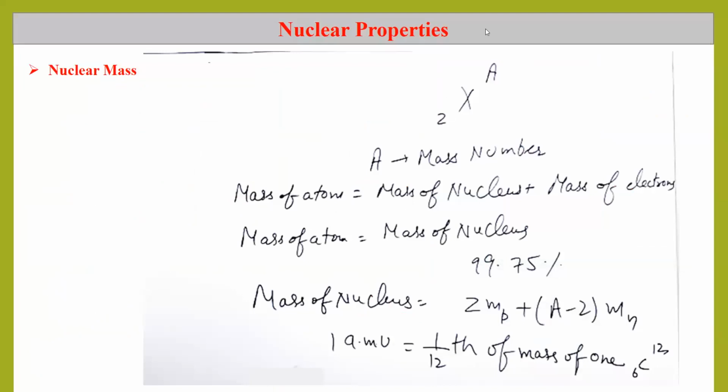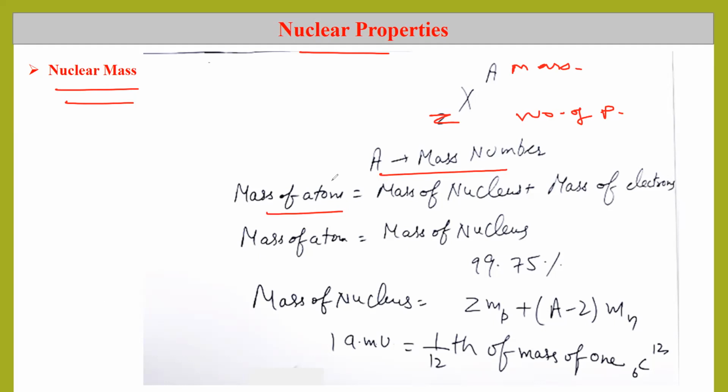Now come to the nuclear properties. What are nuclear properties? In nuclear properties, first we will discuss nuclear mass. What is nuclear mass? We know that an element can be represented like this: Z is the number of protons, A is the mass number.